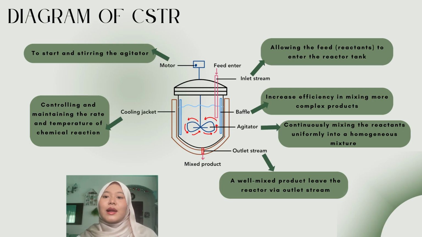This is where it allows the entrance of feed or reactants into the reactor tank. Then we have the baffle at the side of the tank vessel, which is used to increase the efficiency to mix more complex products. Then we also have the agitator, like a spinning fan, which is used to continuously mix the reactants uniformly to produce a homogeneous mixture. And lastly, we have the outlet stream. A well-mixed product will leave the reactor via the outlet stream.